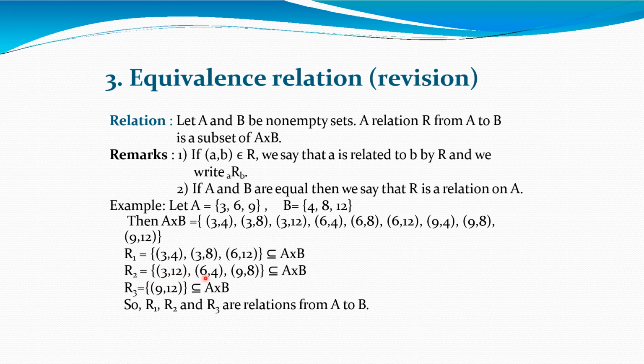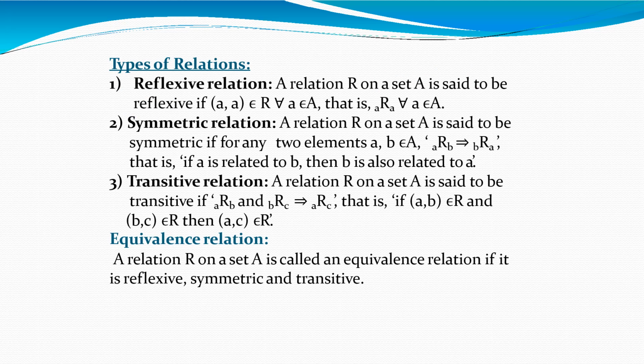Again, all the pairs present in R2 are members of A cross B, so R2 is a subset of A cross B. Now R3 contains only one pair which is (9, 12). So again R3 is a subset of A cross B. So here R1, R2, R3 are all subsets of A cross B, so R1, R2, R3 are relations from A to B. In this way we can define many relations from A to B for the given sets A and B.